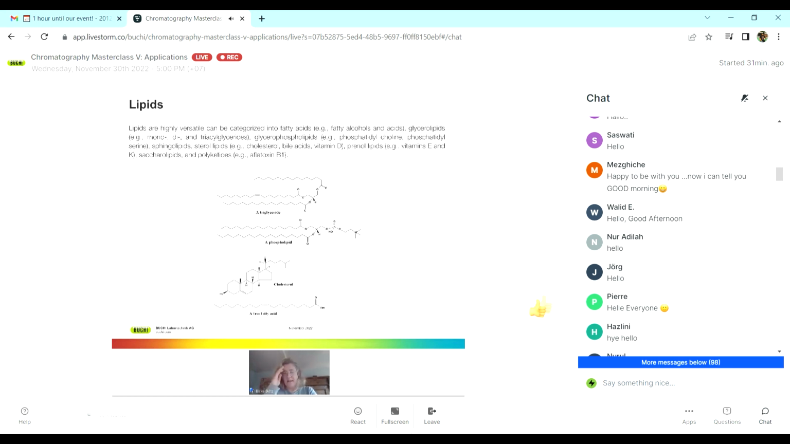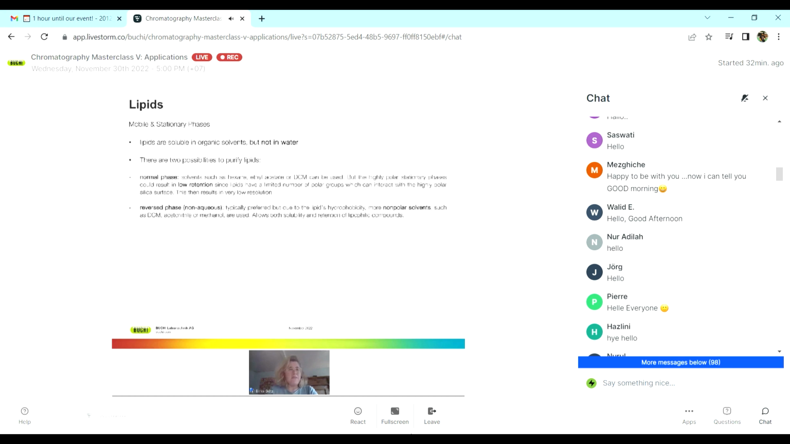And you just see here some examples of lipids. I think cholesterol, this is something everybody knows, a triglyceride, for example, a phospholipid, a free fatty acid. So a very versatile compound family. Let's have a look at the mobile and the stationary phases. Lipids are soluble only in organic solvents, so no water. But still there are 2 possibilities to purify the lipids, normal phase and reverse phase.